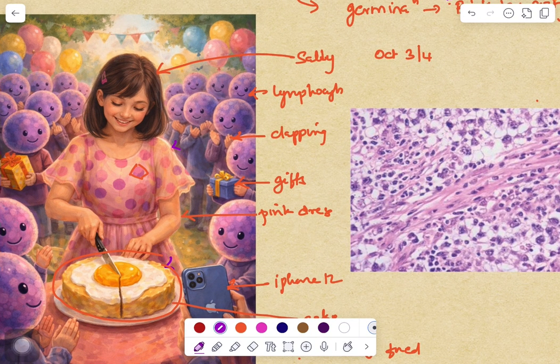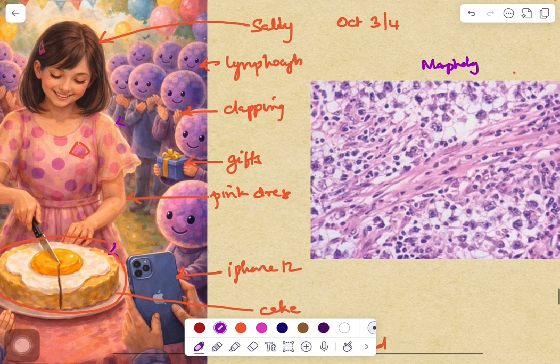So first, let's talk about the morphology. As you can see, these cells are polygonal, large, having clear to eosinophilic cytoplasm, just like Sally's dress. The pink polka dots will help you remember that they are uniform cells having clear to eosinophilic cytoplasm, central nuclei, and prominent nucleoli.